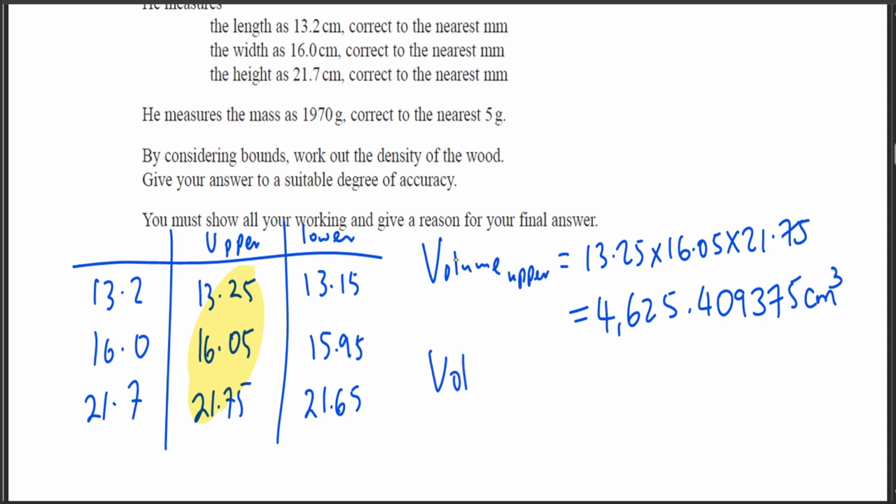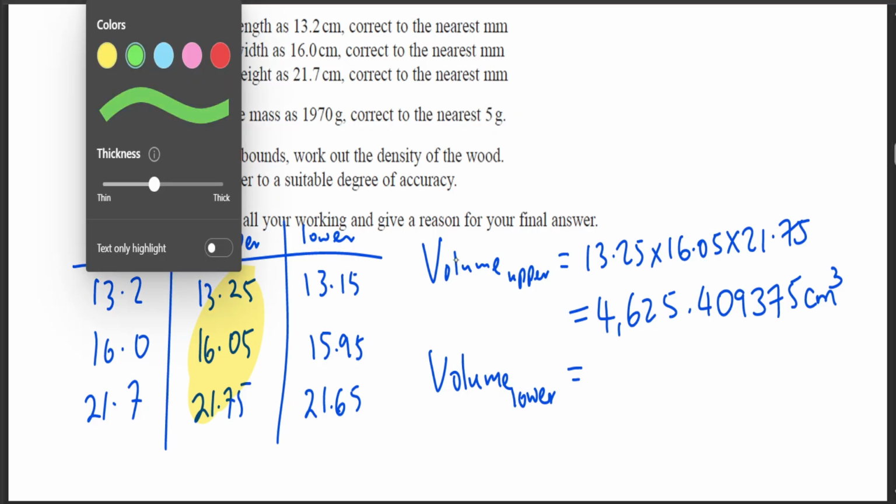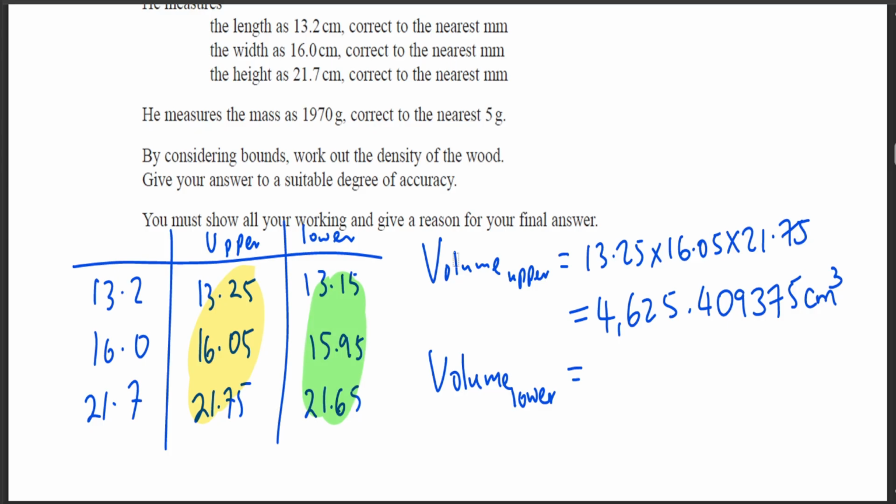So what about the volume of the lower bound? You have upper and lower bound. Now the lower bound is going to be whatever remains here. So you multiply all of this. You take 13.15 times 15.95 times 21.65. Let's see how much it's going to give us. So 13.15 times 15.95 times 21.65 is going to give us 4,540.